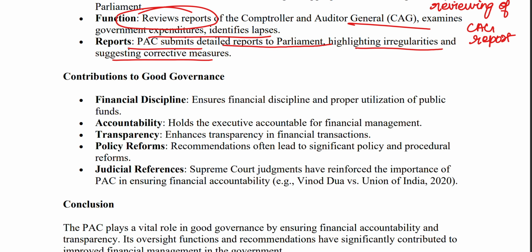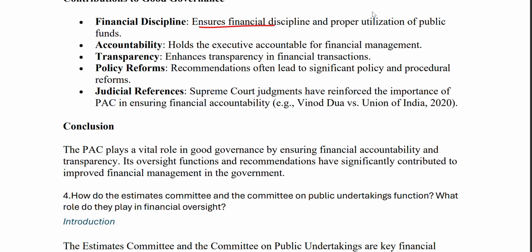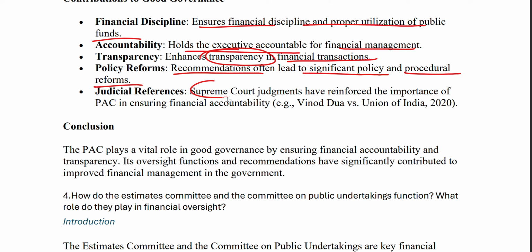Now we have financial discipline. It ensures financial discipline and proper utilization of public funds, and holds the executive accountable for financial management and transparency in financial transactions. It often leads to significant policy and procedural reforms. A Supreme Court judgment on PAC in ensuring financial accountability is Vinod Dua versus Union of India, 2020.